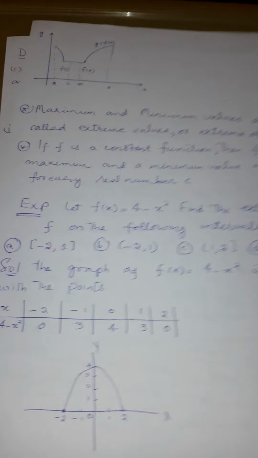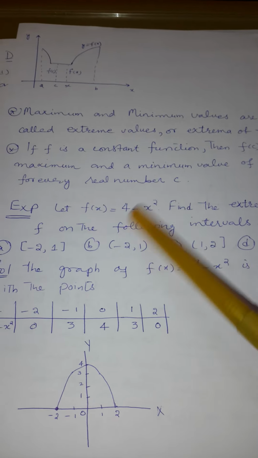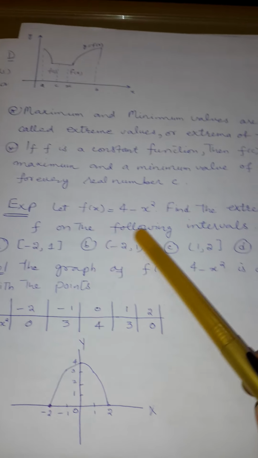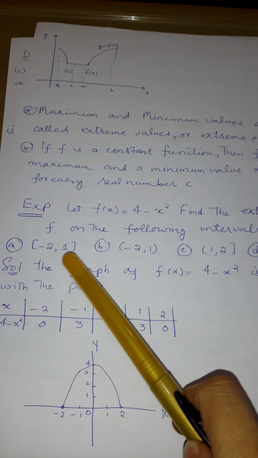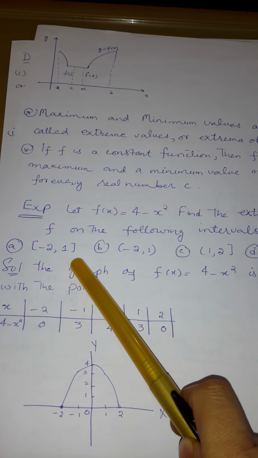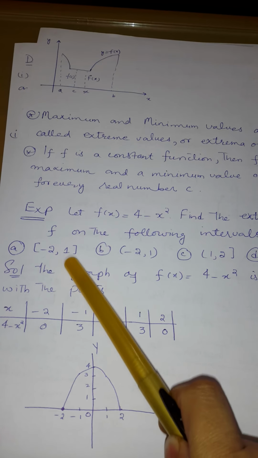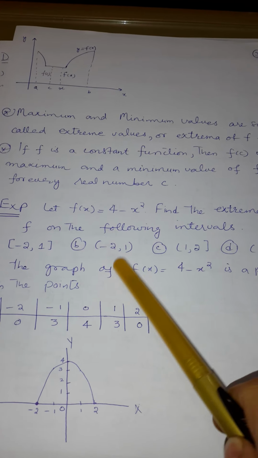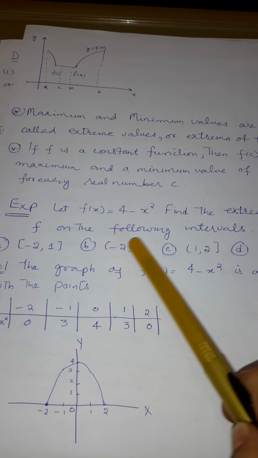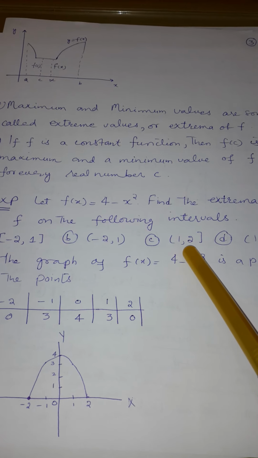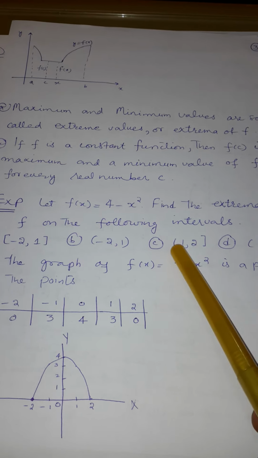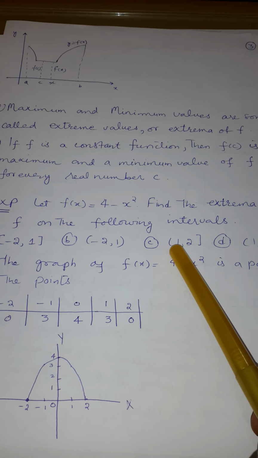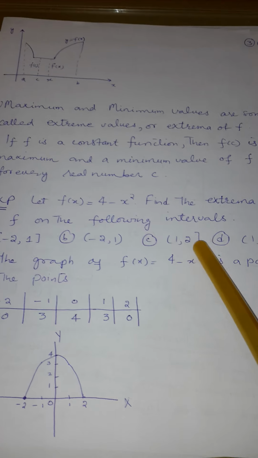So now we will explain this with the help of an example. We have the function 4 minus x square. Find the extrema of f on the following intervals. We have been given different intervals. The first one is your closed interval minus 2 and 1, in which the endpoints are included in the interval. The next one is your open interval minus 2 and 1, and the third interval is your half open half closed interval, in which from one side it is open and from the other side it is closed.